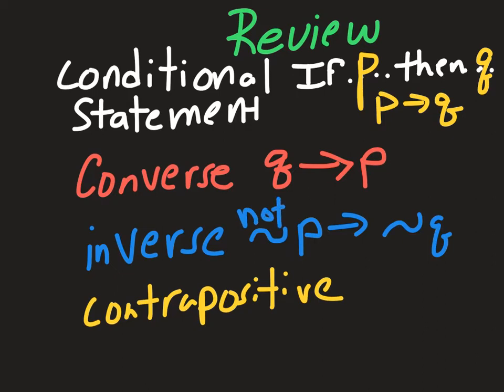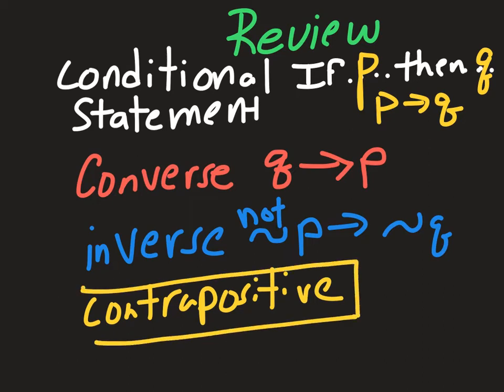The last form that was important was the contrapositive. We said this was important because its truth value, whether it was true or false, is the exact same value as the original statement. So the contrapositive and the original statement are either both true or both false, whereas with the converse and the inverse, it just depends. The contrapositive sort of combines the converse and the inverse. It goes in the backwards direction, but it also has the not in front of it. So not Q implies not P.